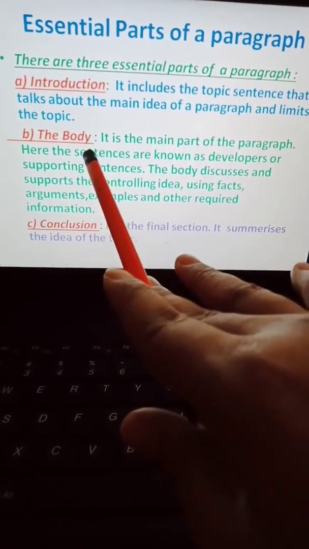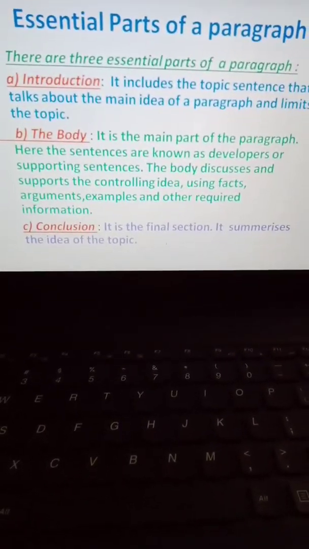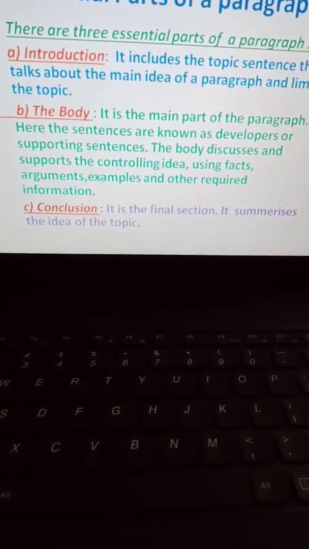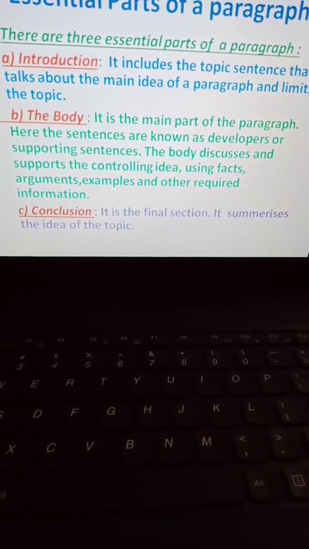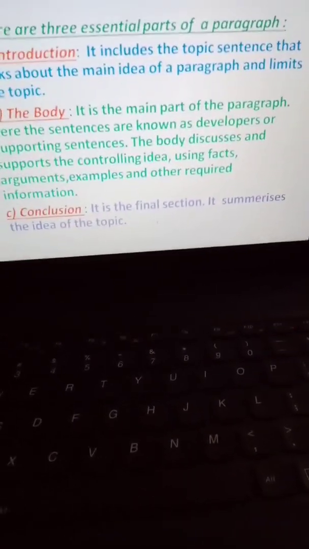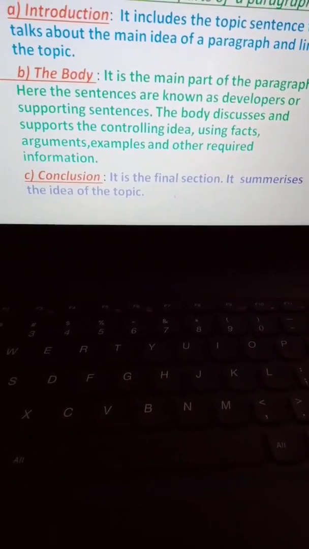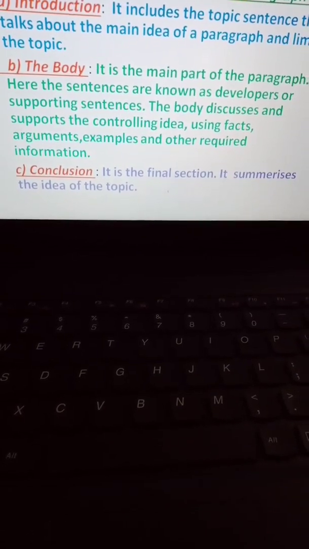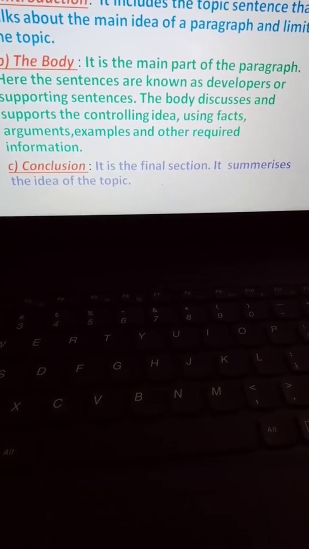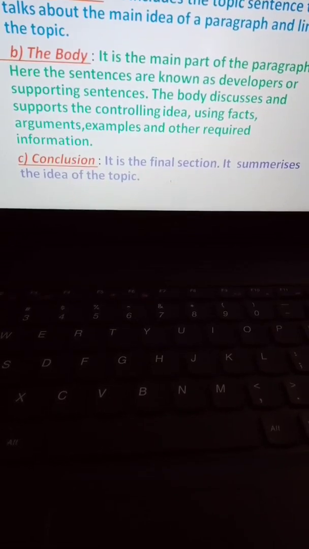The second one is the body. It is the main part of the paragraph. Here the sentences are known as developers or supporting sentences. The body discusses and supports the controlling idea using facts, arguments, examples, and other required information. So the body is very important because it supports as developers with supporting details. It supports the main idea, that means the controlling idea, using facts, using arguments, logical examples, and other required information.